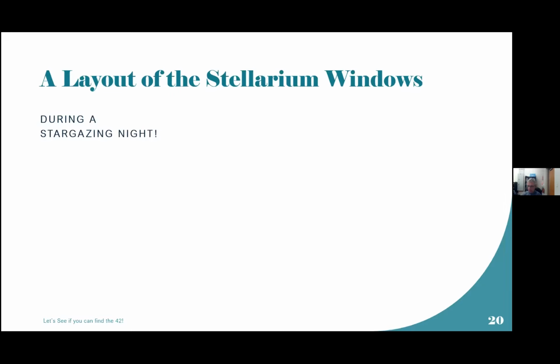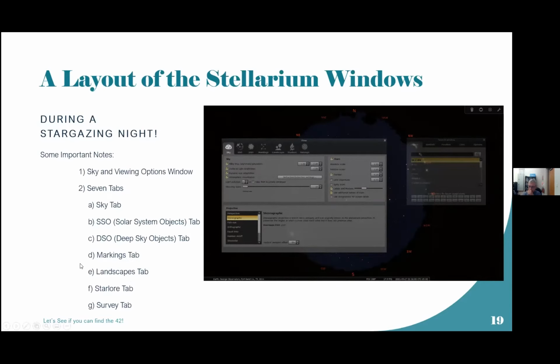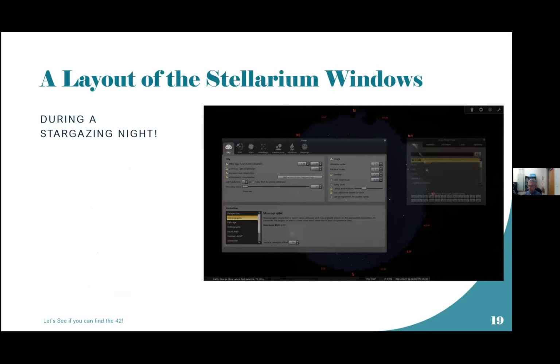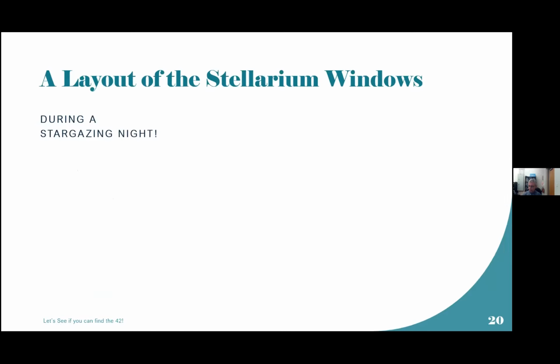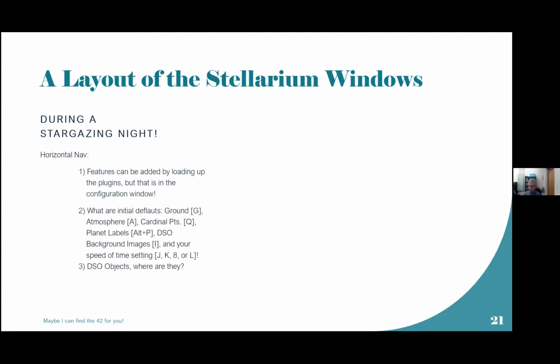Oh, and going back here, this is for adjusting for solar system objects, the markings, landscapes, the star lore for constellations in different cultures. Now, let me go forward a bit here. This is a lot different from earlier versions of Stellarium. Now, for the horizontal nav, you have your keys for looking, for instance, at the ground, the atmosphere, the cardinal points, and of course, for looking for deep sky objects.